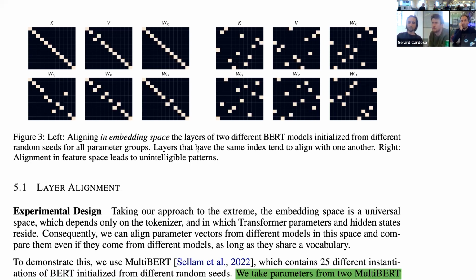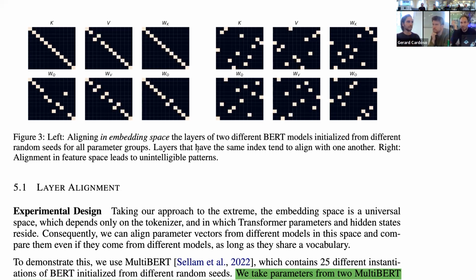And where I thought this was useful is if you have the same model and you train on different random seeds, it's a way of understanding whether my models are stable in some way.